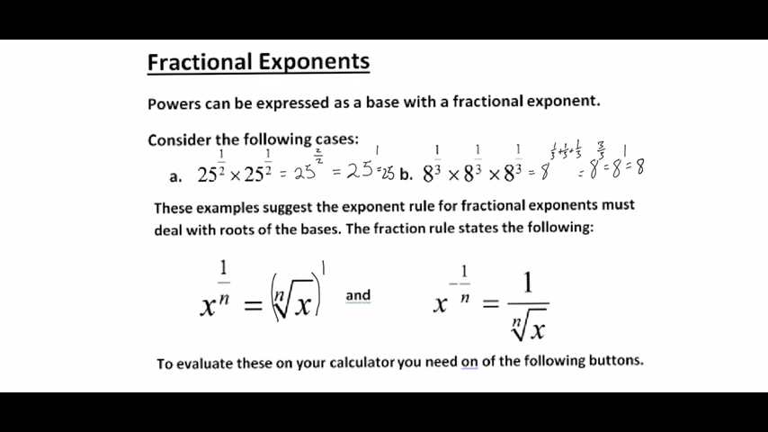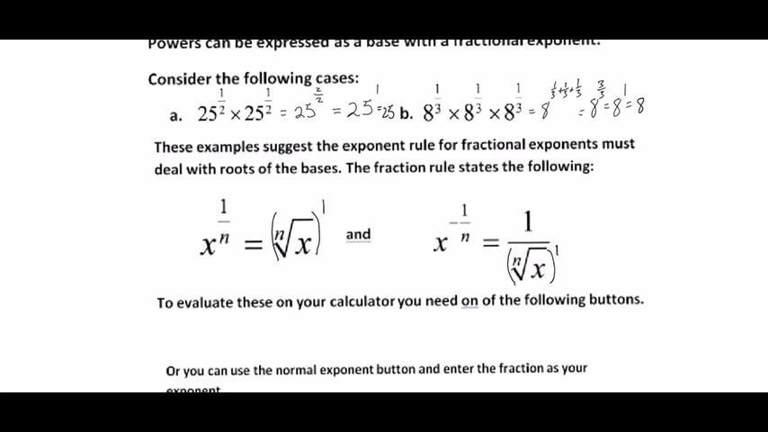Now, the same can be said for the negative root of something. So in this case, we have the following. X to the negative 1/n is the same as 1 over, well, we flip our fraction and we get the nth root of x raised to the 1 in the end. We'll work through that during our questions today. Let's move on.